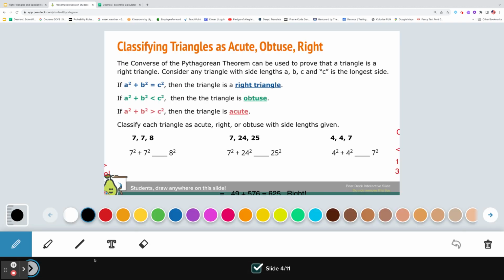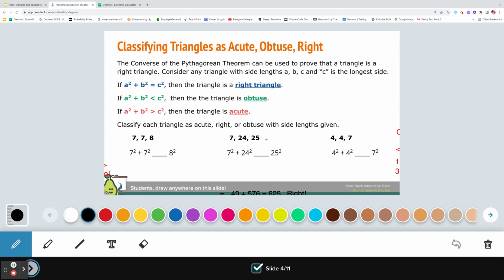So now let's move on to another topic. And this time we will remember how to classify triangles as acute, obtuse, or right, but not using the angle measures, but instead using the side lengths. The converse, or the opposite of the Pythagorean theorem, can be used to prove that a triangle is a right triangle. Consider any triangle with side lengths A, B, and C, where C is the longest side. If A squared plus B squared equals C squared, then the triangle is a right triangle.